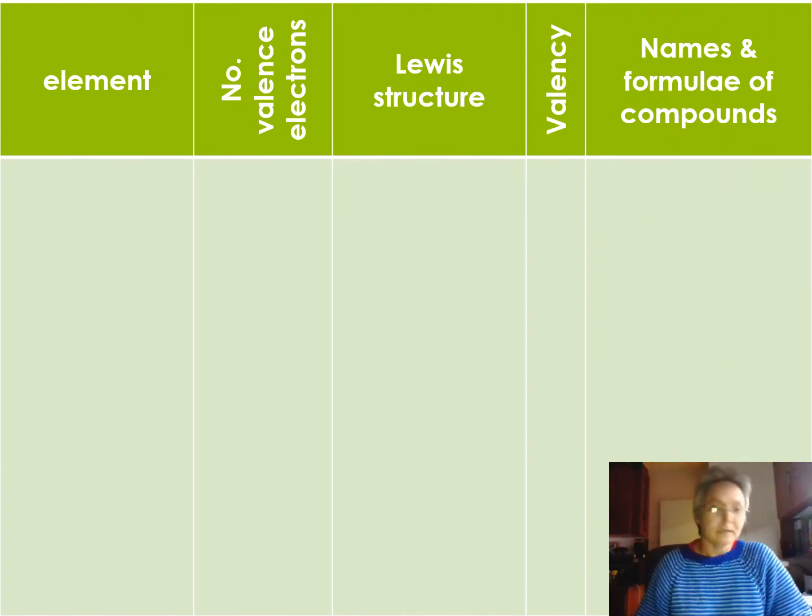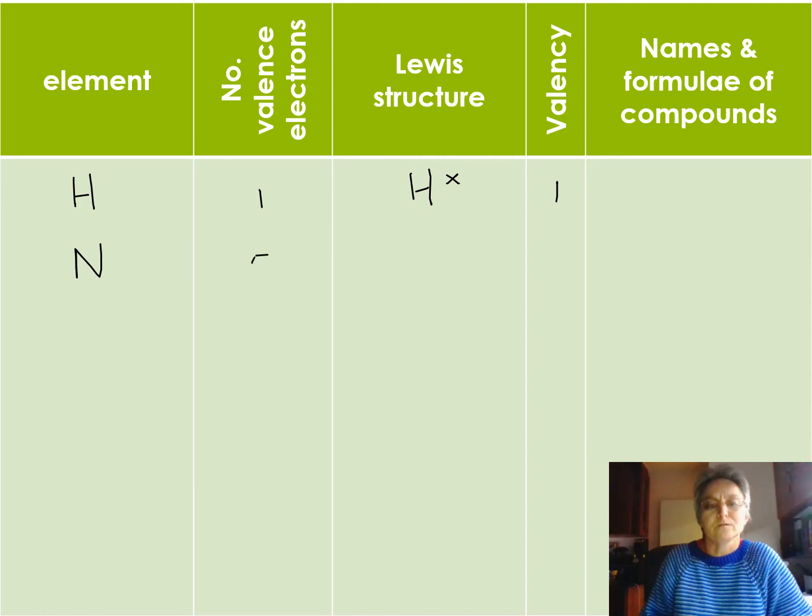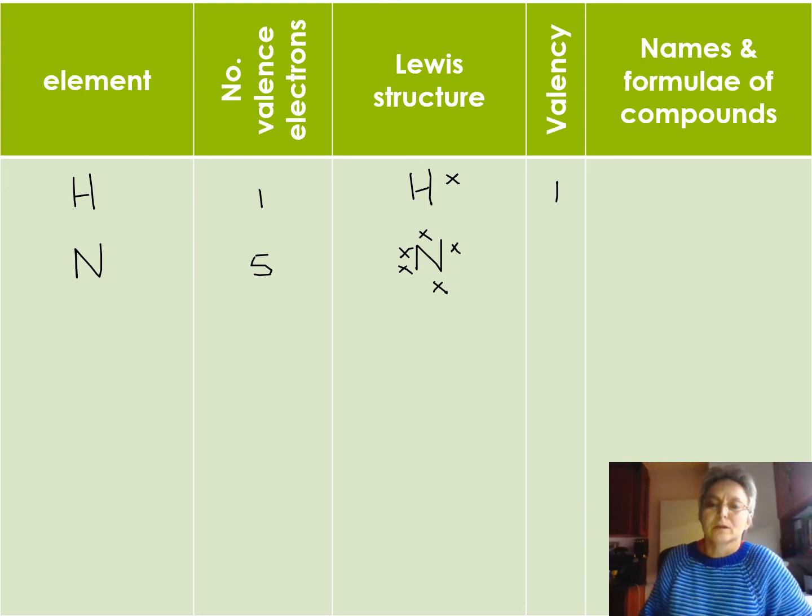Next, I want us to look at when hydrogen forms a bond with nitrogen. So, hydrogen, easy by now, it's got one valence electron, its Lewis structure's got one cross, and it can form one bond. Nitrogen is in group 15, so it's got 5 valence electrons. So the 5 valence electrons are 2 together, one alone, another one alone, and a third one alone. So the 3 electrons that are alone, they will tell you how many bonds the atom can form, and that is 3.